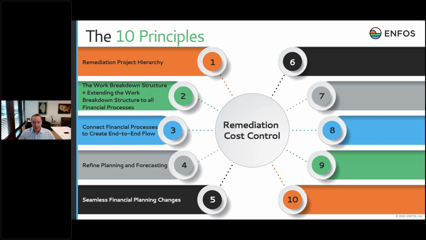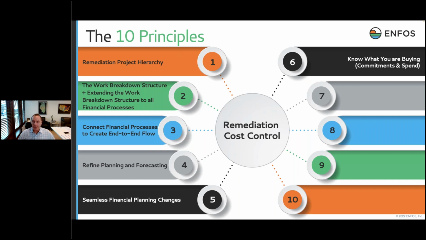Seamless financial planning changes are very, very important in remediation. This work is highly complex and has very high levels of uncertainty. There are a lot of moving parts in terms of the supply chain and specialty companies that get involved. And there are a lot of trigger events that happen over a 10, 20, 30, sometimes 100-year timeline on any individual remediation project. So change management is very critical around cost control.